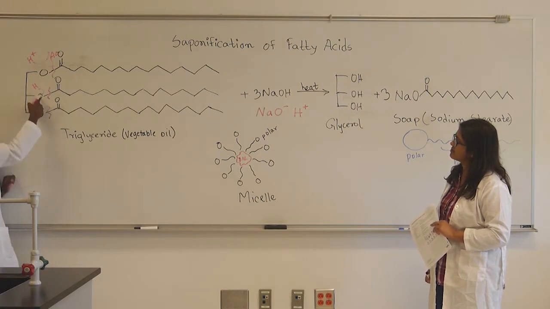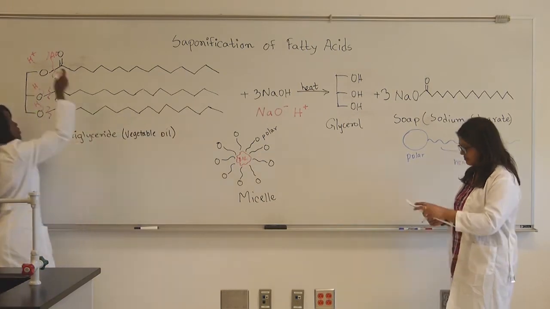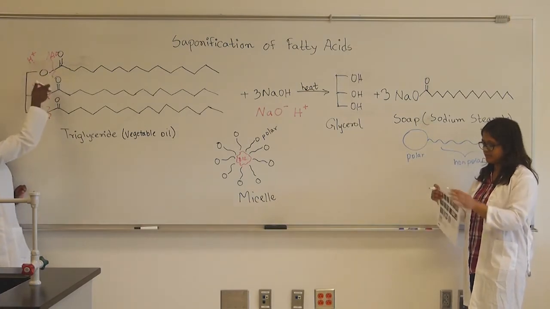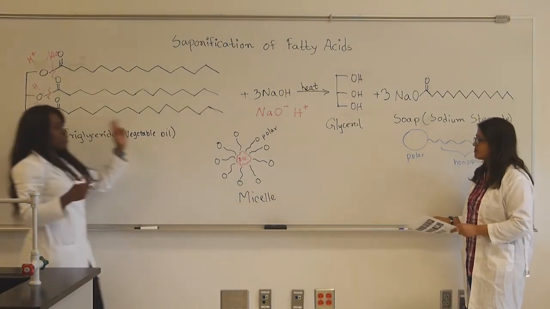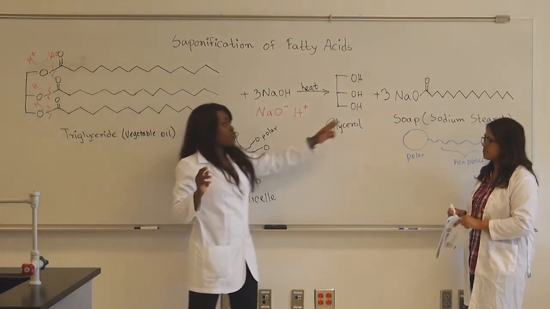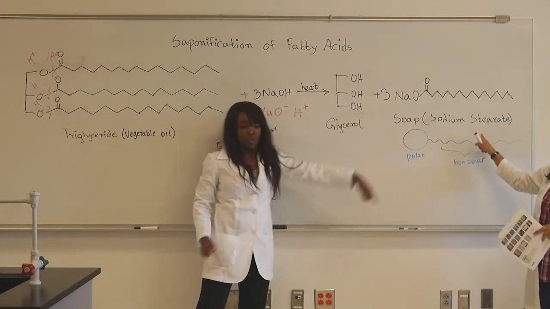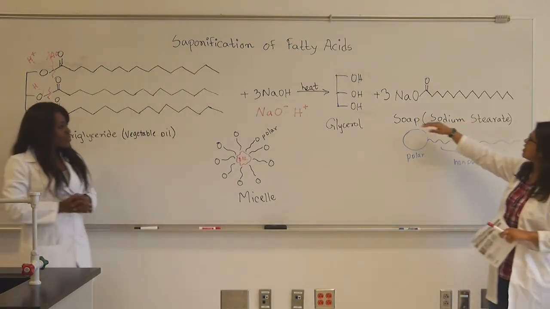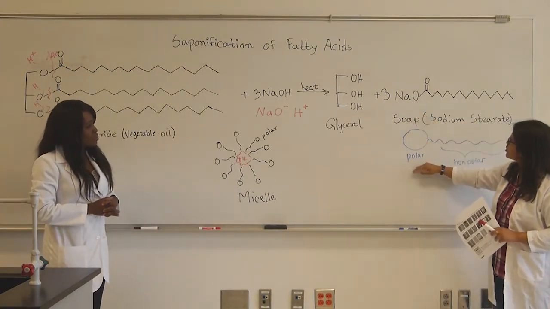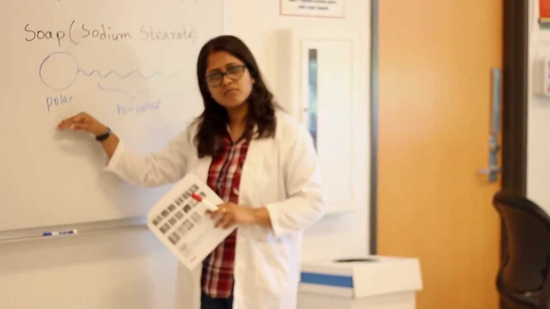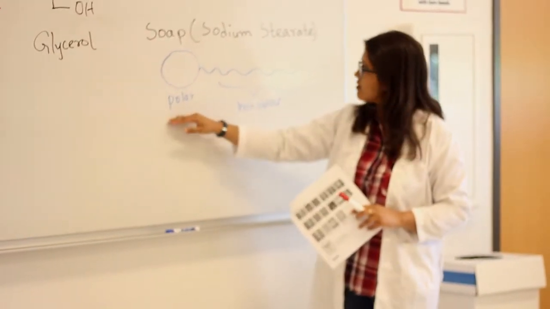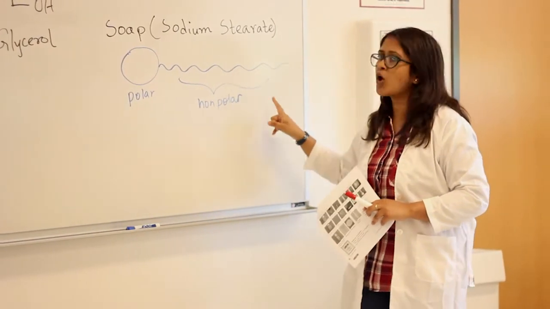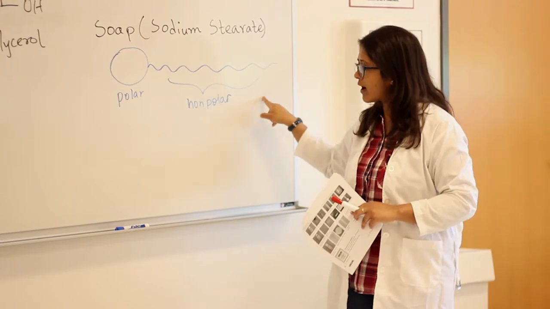The H is attached to the O to make the glycerol. Then the NaO goes over here. You can look at it as ONa. Over here, and over here. So for every reaction we have, we get 3 times the amount of soap. Now in the soap, as you can see, the sodium that attached to it, of course that's the polar end, and the stearate, we say, the fatty acid part, is the non-polar end.